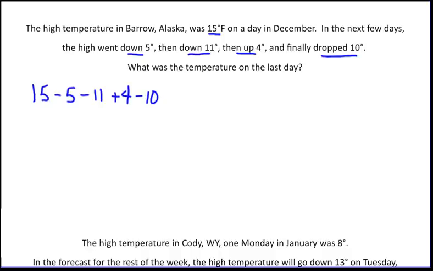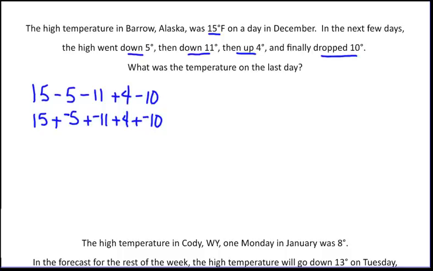Now when we are dealing with integers, many times we would like to change our subtraction into adding the opposite. So let's do that. Instead of subtracting 5, we're going to say that we're adding a negative 5. It's the same thing. And instead of subtracting 11, I'm going to add a negative 11. I already have an addition sign here. And instead of subtracting 10, I'm going to add a negative 10.